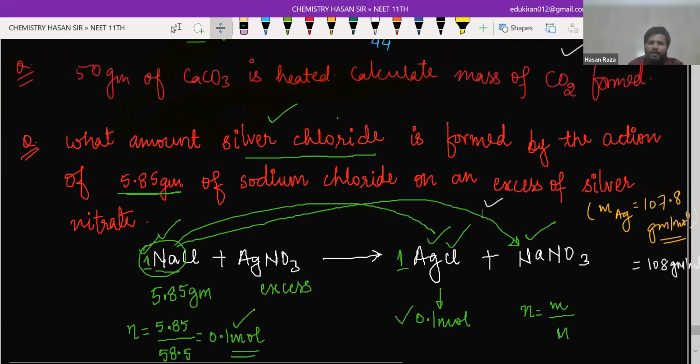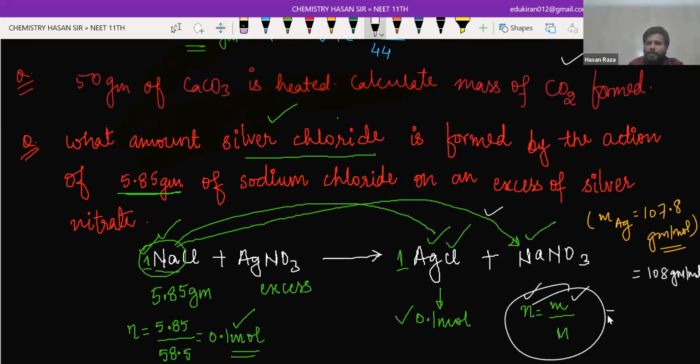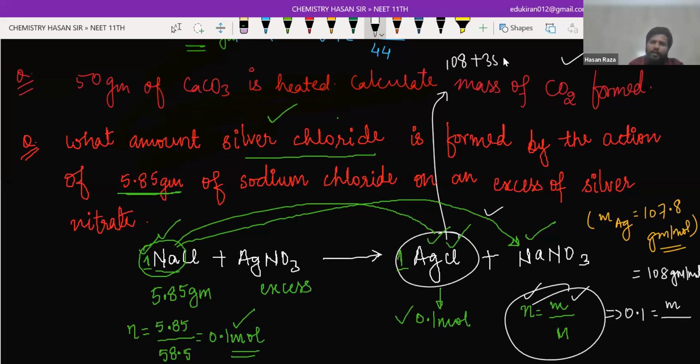See, number of moles n is equal to given mass upon molar mass. Number of moles is 0.1, given mass we need to calculate, and molar mass of AgCl you need to calculate. Ag, I already told you, has mass 108 plus chlorine has 35.5. If you calculate it, you get 143.5. So if you solve it, the mass you will get is 14.35 gram. Is that clear, everyone? Yes, sir. Please do write it.